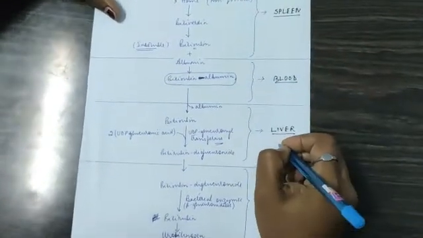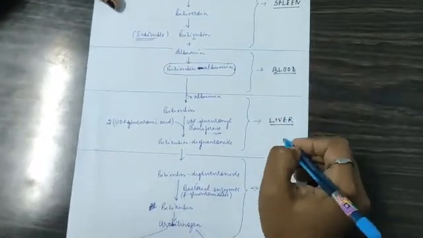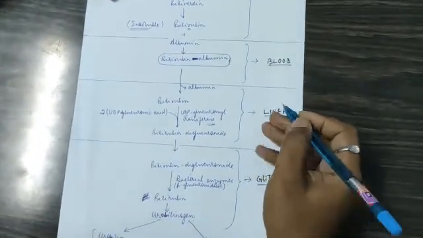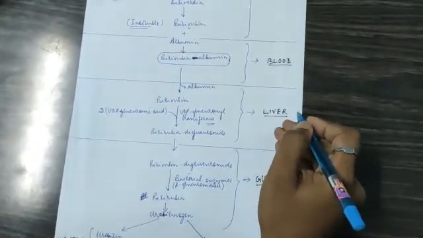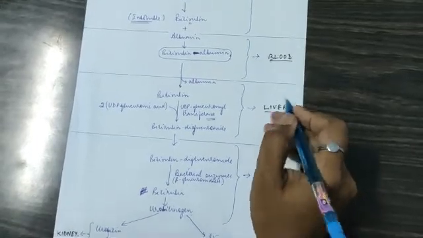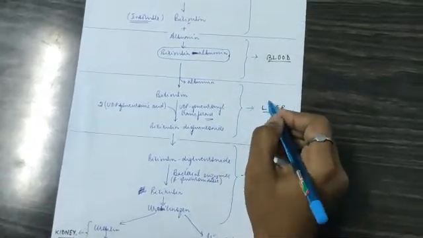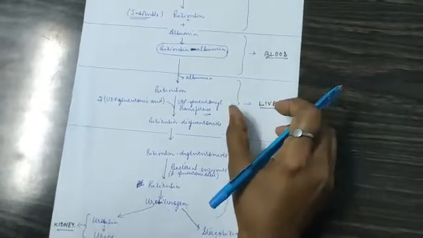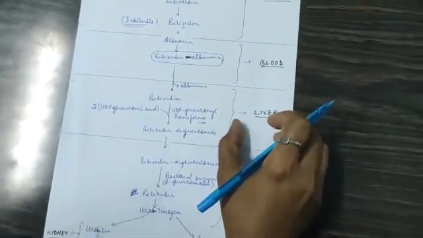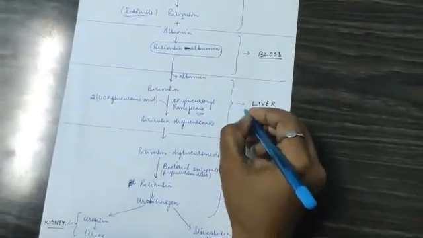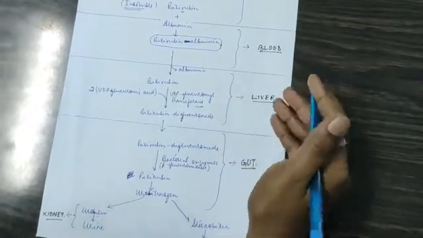Now in hepatic jaundice, what happens? The cause lies in the liver itself. Such causes are viral hepatitis or cirrhosis or carcinoma of the liver, where we get both conjugated and unconjugated bilirubin raised. So in hepatic jaundice, we get both unconjugated and conjugated bilirubin raised in the serum.